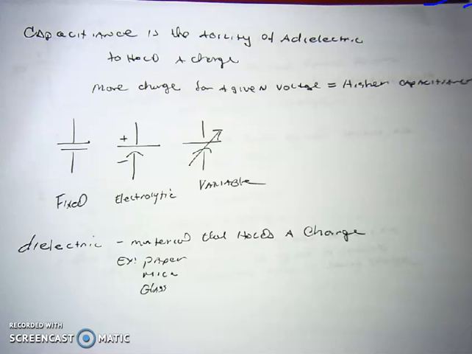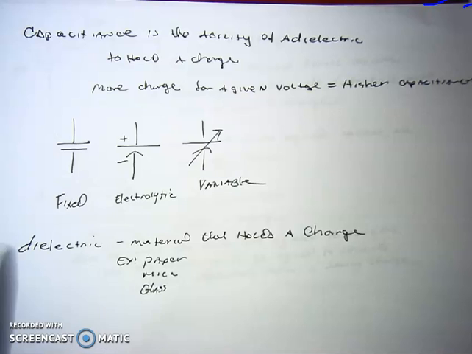This is Chapter 16, Capacitance, from Grob's Electronics book. So, what we want to look at is: what is capacitance? Well, capacitance is the ability of a dielectric to hold a charge. So, we need to identify what a dielectric is. We will in a second here.